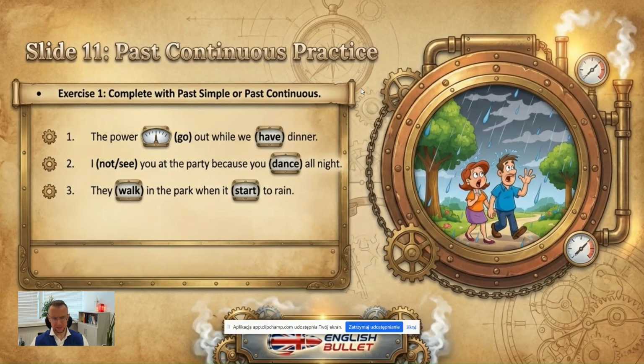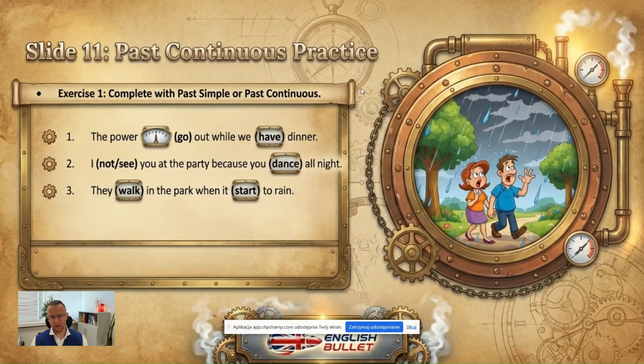We have three sentences, and we complete these gaps with past simple or past continuous. The power, and we have go out while we have dinner. And the answer is, the power went out while we were having dinner. So imagine, we were sitting having a dinner, talking. It was a lasting activity, and then the power went out. It was all of a sudden.